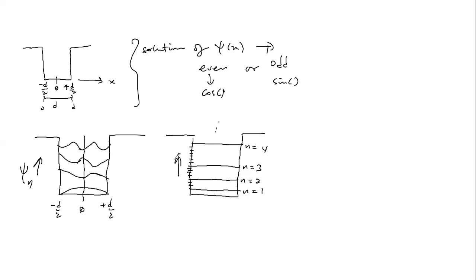Okay, so this axis gives us E, which we can say is the same as pi squared, h cross squared, because n has been taken care of, over 2 m d squared, okay?